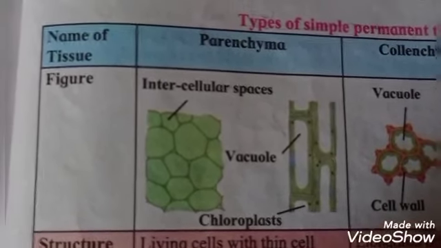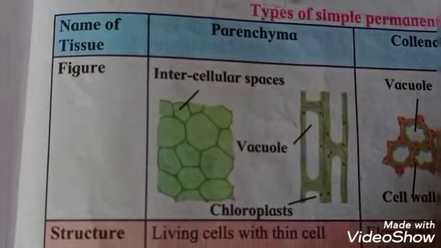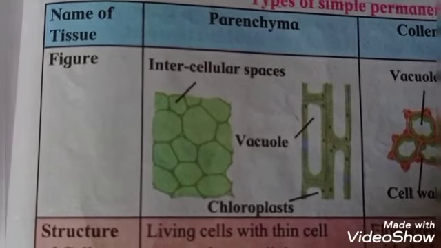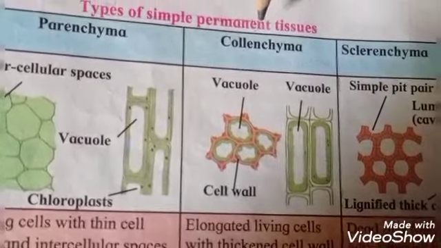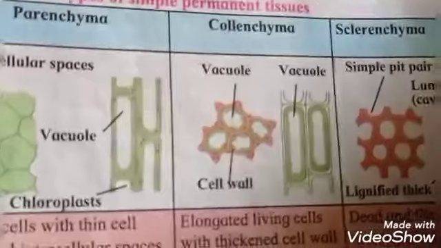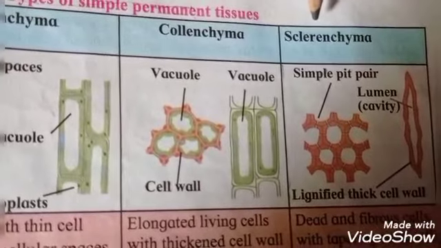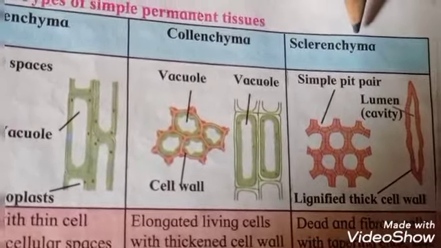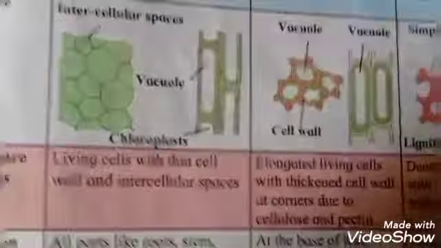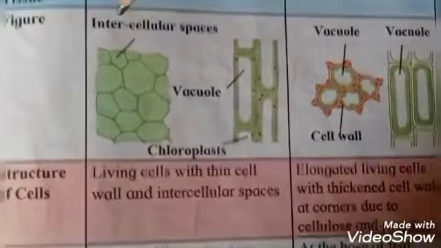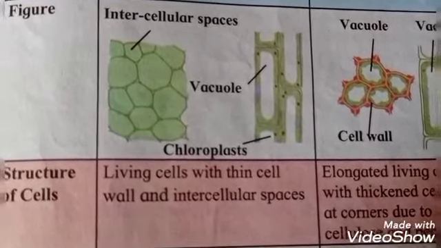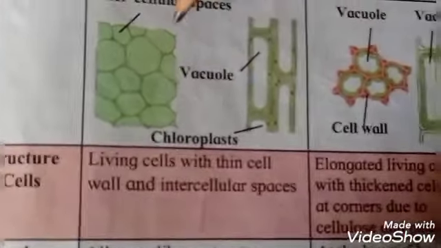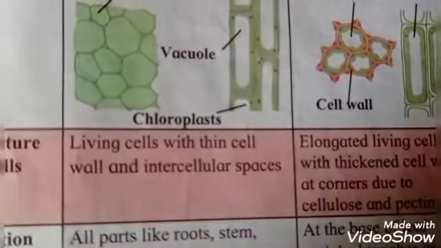Types of simple permanent tissue. There are three types of simple permanent tissue. First is the parenchyma, second is the collenchyma, third is the sclerenchyma. The first is parenchyma, meaning मूल ऊती.